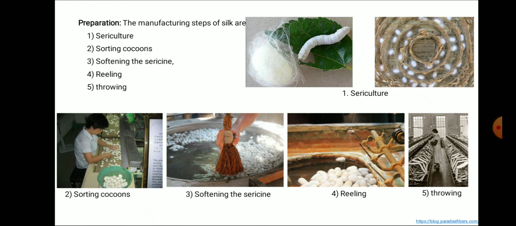The second point is sorting cocoons. The cocoons are sorted according to color, shape and texture. Next point is softening the sericin. When the silkworm is grown, it spins a double-stranded silk fiber surrounded by a water-soluble substance called sericin. Next point is reeling. The process by which filament is taken up from the cocoons is called reeling. And the last point is throwing. The production of yarn from the reeled silk is known as throwing. It consists of adding twist or doubling, further twisting these strands into the desired size.